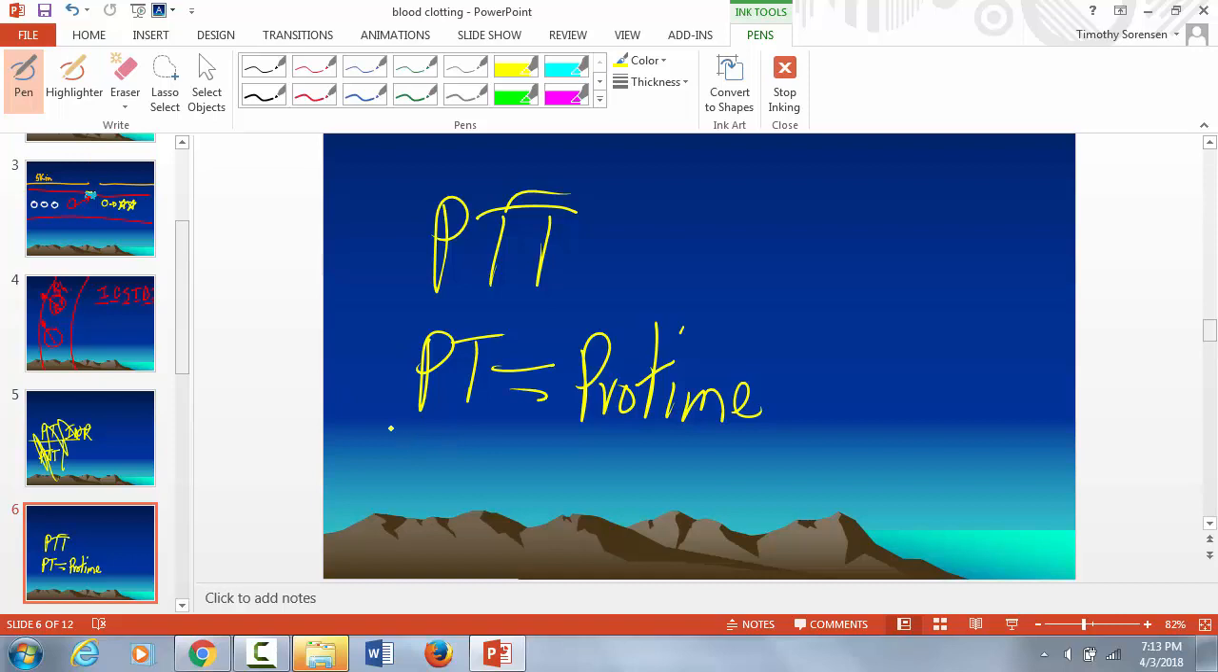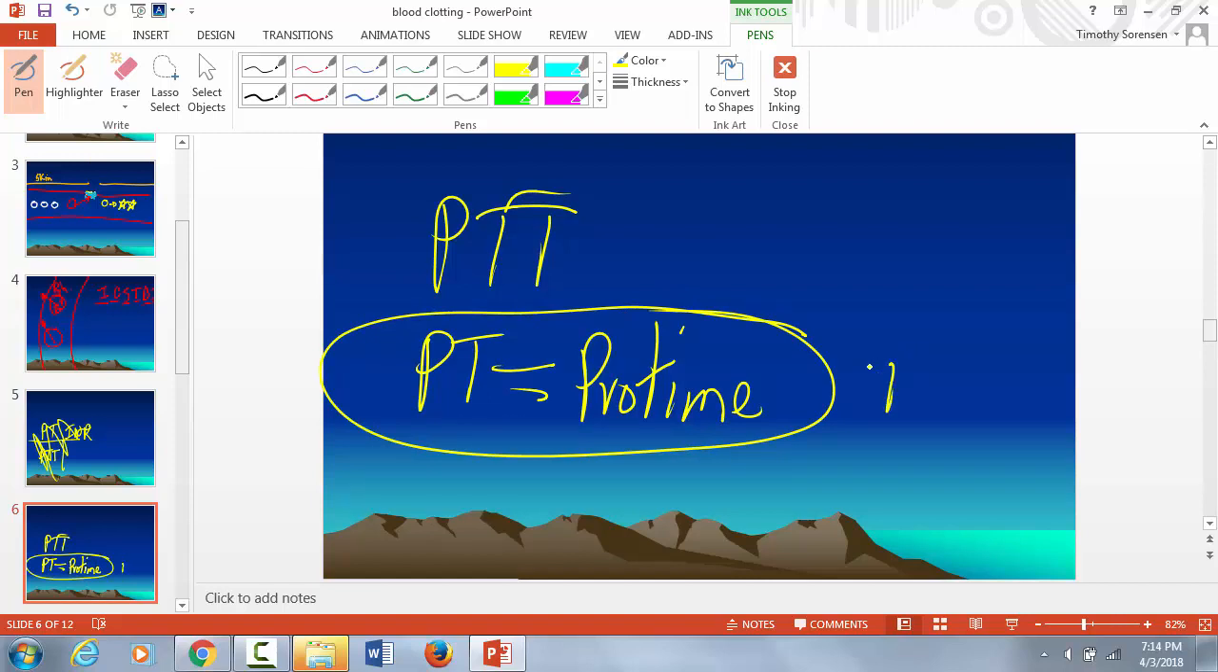Now, one of the things that you'll see a lot, and it only refers to pro time, is you will also see INR. Have you ever seen that? Does anyone know what that means? No?